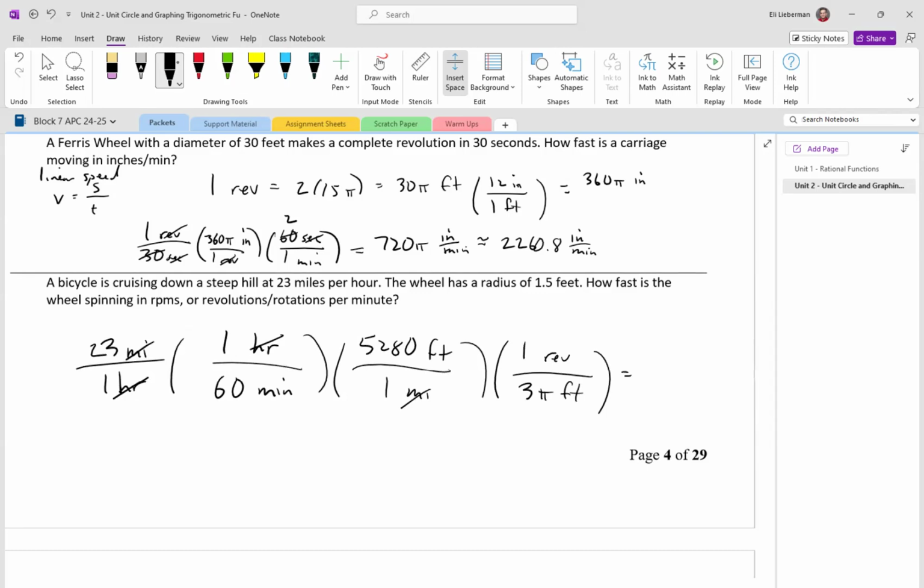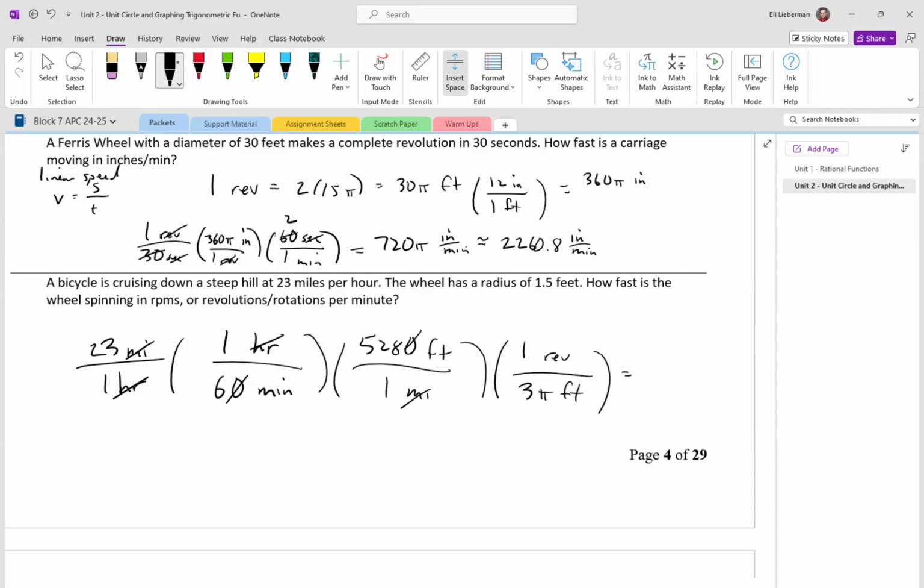So at this point, it would be appropriate to get out your calculators, except I'd probably cancel the tens at least. And just a tip for the calculator usage, when you're doing this, just do 23 times 528 divided by 6, divided by 3, divided by 5. You have to make sure that you're dividing by that pi as well.